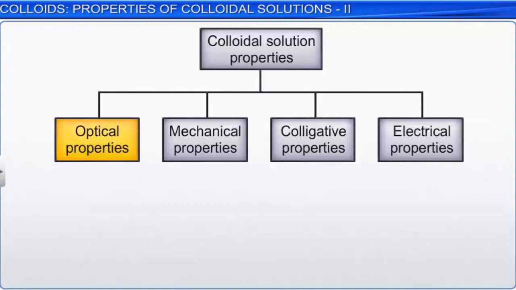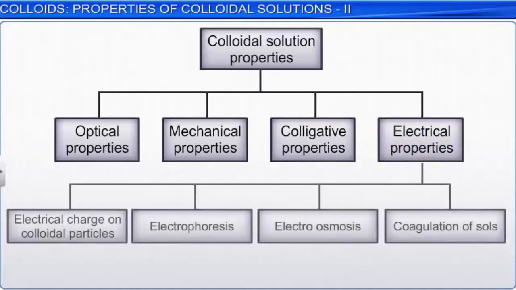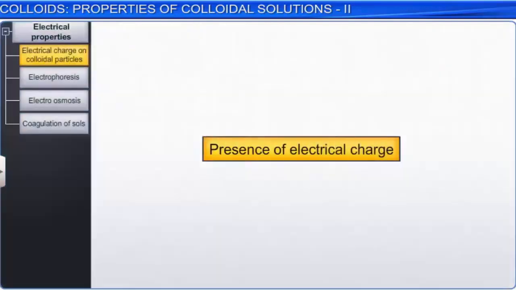Apart from exhibiting color, the Tyndall effect, Brownian motion, and colligative properties, colloidal solutions also exhibit electrical properties. The properties that we will discuss in this module are electrical charge on colloidal particles, electrophoresis, electroosmosis, and coagulation of salts. Let us first discuss the most important electrical property, the presence of electrical charge.